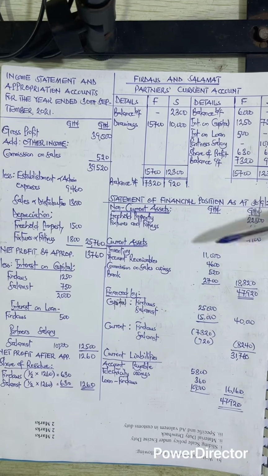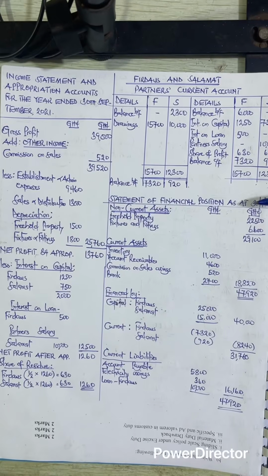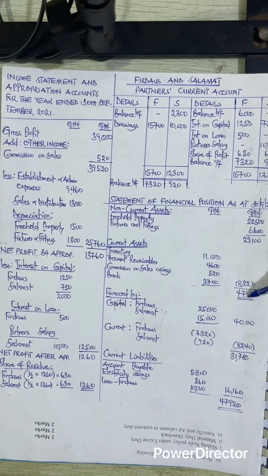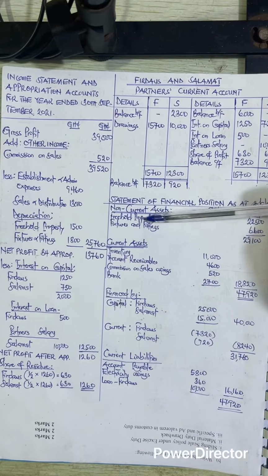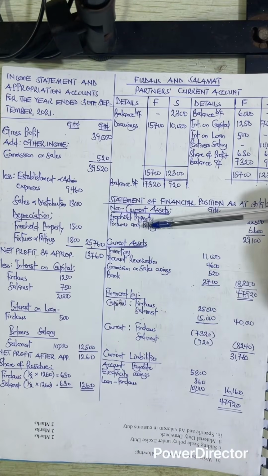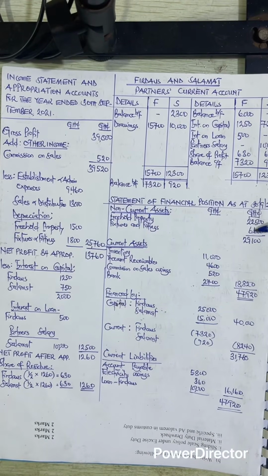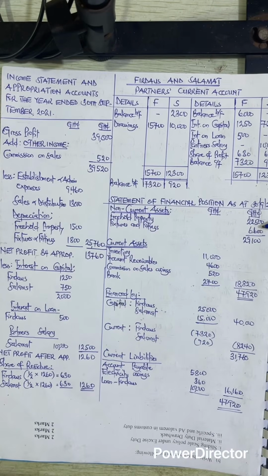Then you balance it. We come to our statement of financial position. The statement of financial position is prepared according to the accounting equation. That means that total assets must be equal to capital plus liabilities. So if you're able to prepare the non-current assets well, you don't have any issue. You just go and bring their net book values here. Freehold was having a net book value of 22,500. Fixtures was having a net book value of 6,600. And when you add the two, you get 29,100.